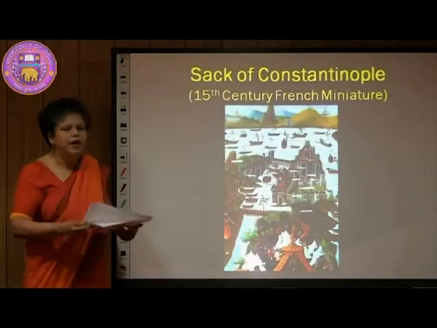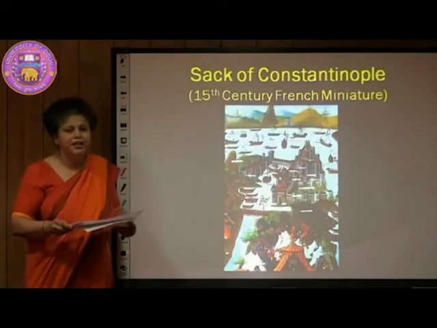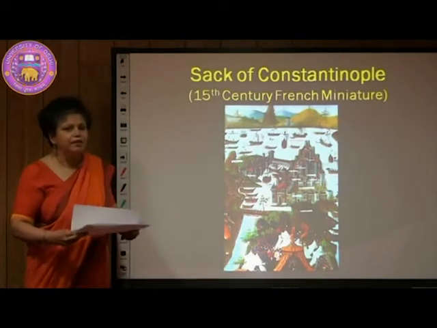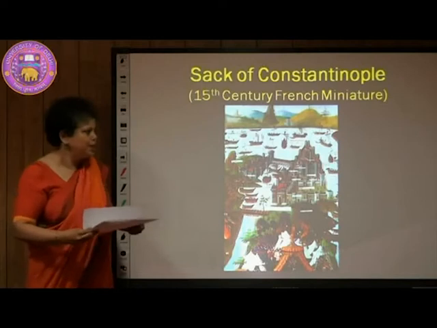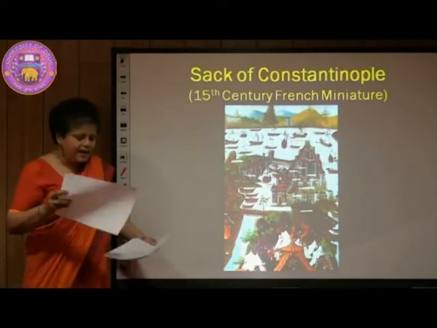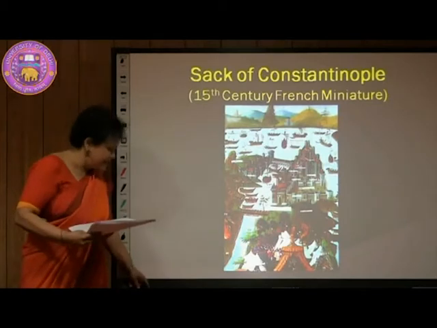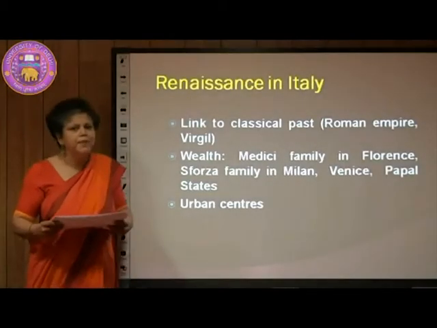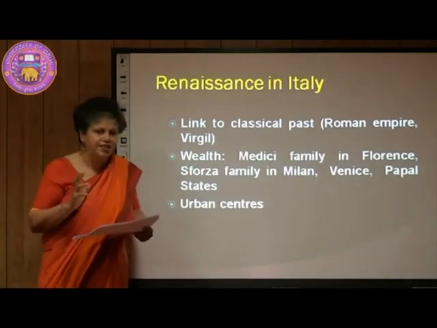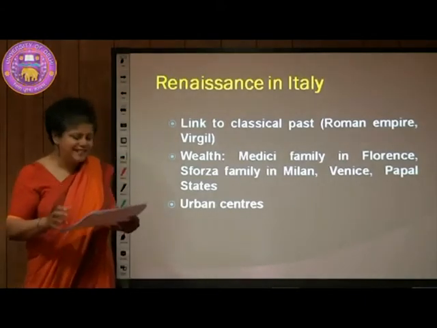What I'm showing you now is a contemporary visual of the fall of Constantinople, the sack of Constantinople, modern Istanbul, in 1453. This is a French miniature. Now, the Renaissance in Italy, this is where it moved. Now, you have to remember that Italy was not a national or a unified country. It was a collection of city-states.